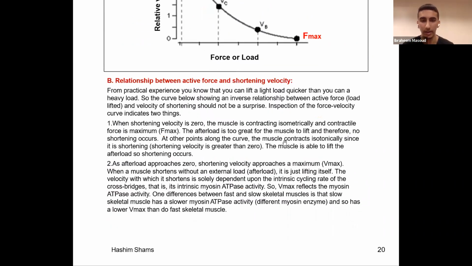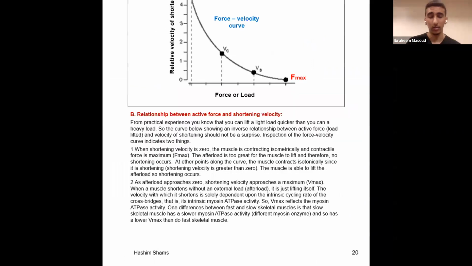It says it here in the text that a lightweight is faster to lift, and a high load, or heavy weight, is just harder to lift and it will be slower. That's about the slide. There's not much here.